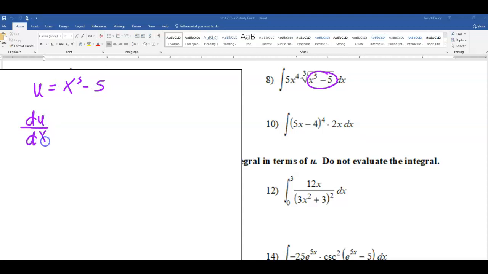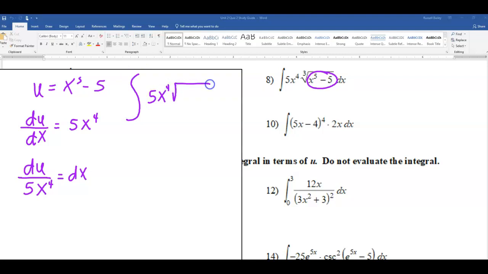The derivative of u with respect to x is 5x to the 4th. Solving for dx, we get the following. Doing our u substitution, I replace the inside with u. I replace the dx with that. These cancel out. And now I have a simpler integral.